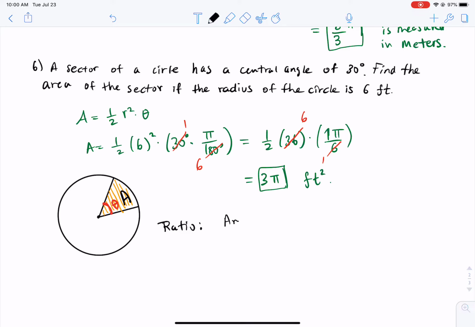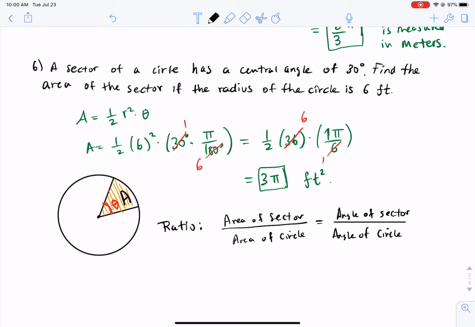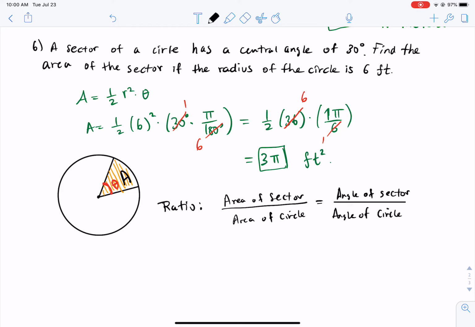The area of the sector divided by the area of the circle will equal the angle of the sector, the little angle we're calling theta, divided by the angle in the entire circle. What we are interested in is the area of the sector.